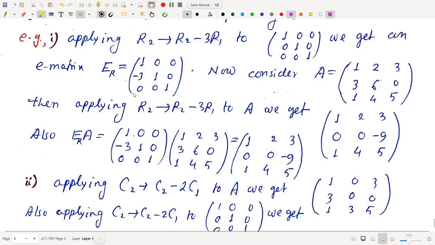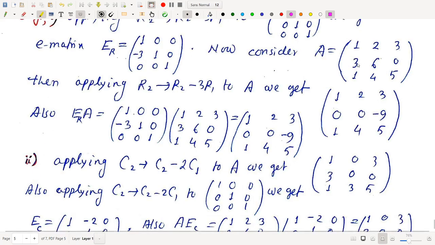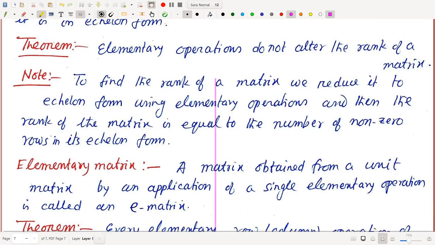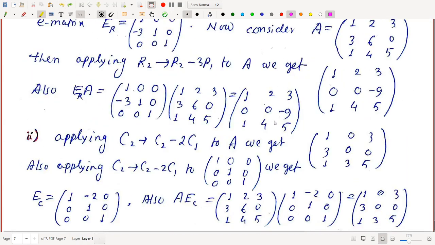Now consider this matrix, 1 2 3, 3 6 0, 1 4 5, an arbitrary matrix I have taken, A. Now apply this same operation R2 change to R2 minus 3R1 to this capital A. What we shall get? 3 minus 3 is 0, 6 minus 3 into 2 is 0, and 0 minus 3 into 3 is minus 9. So we have got this by directly applying this elementary operation to this matrix.